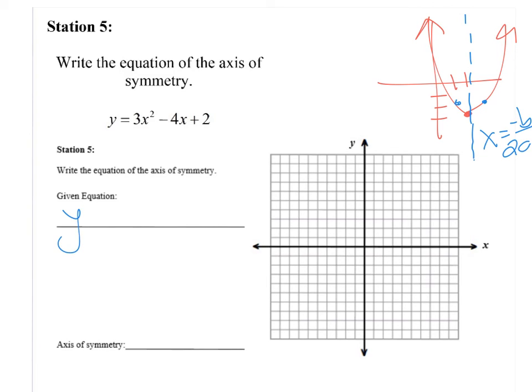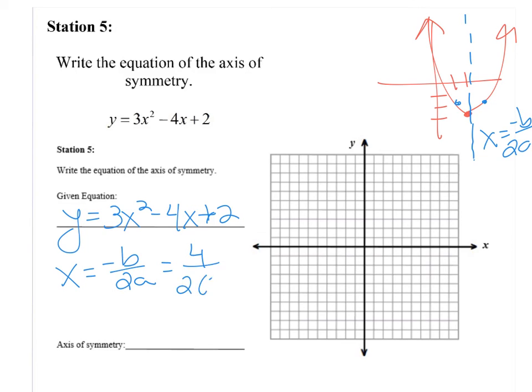So here's our given equation. Let's find negative b over 2a. That's 4 over 6. Reduce your fraction. That's 2/3. The axis of symmetry is a line, so you must write x equals 2/3 because it's a vertical line.